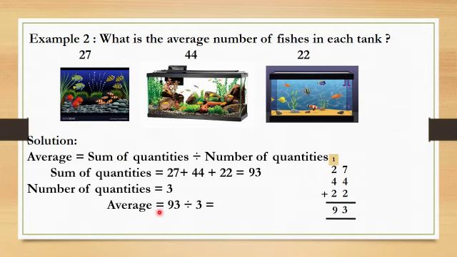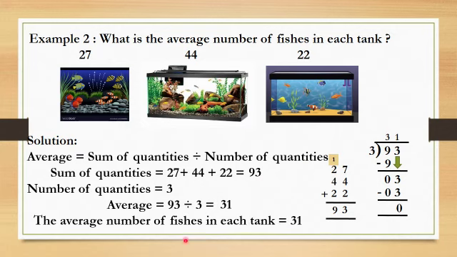Now the next step is to find the average, which is equal to sum of quantities, which is 93, divided by the number of quantities, that is 3. So 93 divided by 3, we do the working in the working column. 9 divided by 3 is 3, 3 3s are 9. We subtract. 9 minus 9 is 0. 3 is brought down. Now 3 divided by 3 is 1 time. 3 ones are 3. Subtract. 3 minus 3 is 0. The answer is 31 here. The quotient is 31. So the average is 31. Now the answer statement: the average number of fishes in each tank is equal to 31.